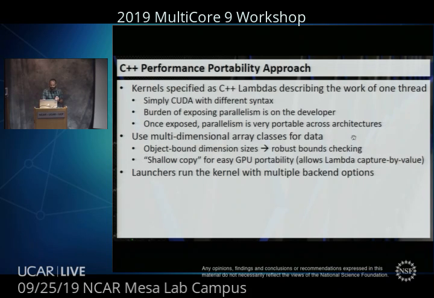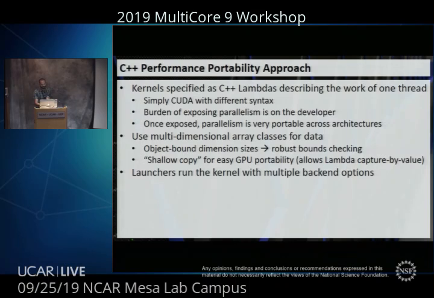I use a custom multidimensional array class for the data, where we bind the dimension sizes of the array to the object itself. So in Fortran, you can change that at the call site. But in C++, in this instance, we actually bind the array's attributes to the object, not the call site. So you can't override these. So you get very robust array bounds checking.